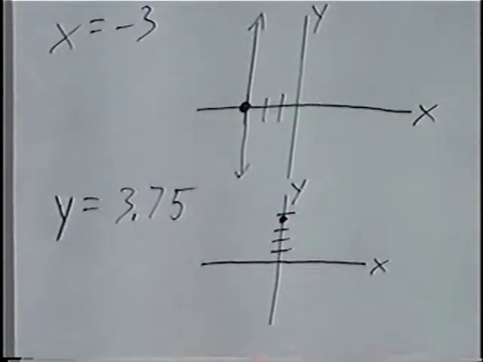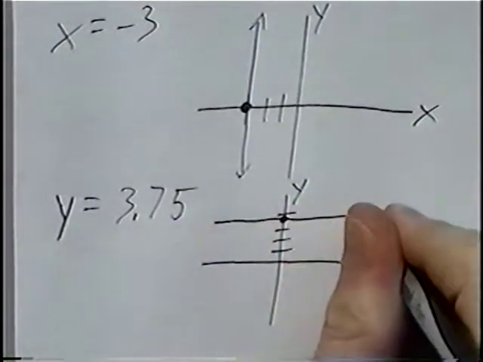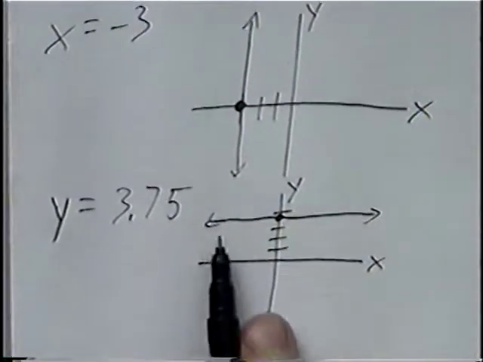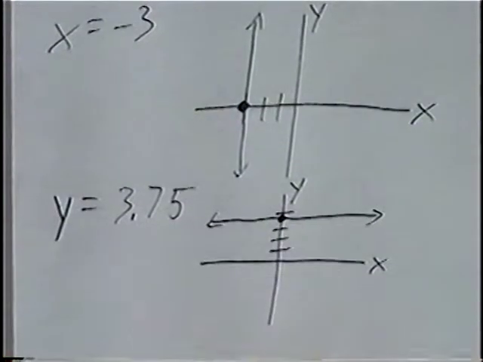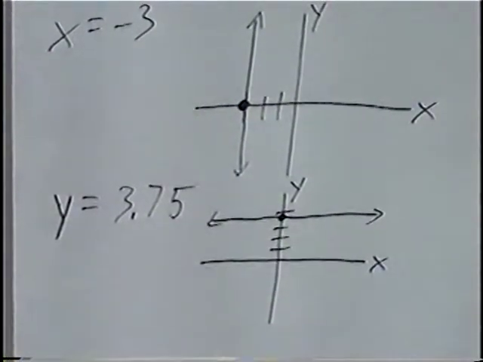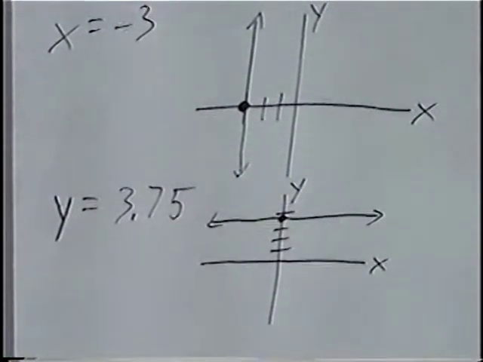And again, for a y equals line, this will be a horizontal line that goes straight across, where every point on this line, y is equal to 3.75, and that will be the graph for the equation.